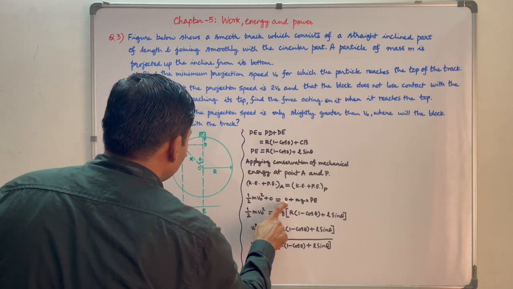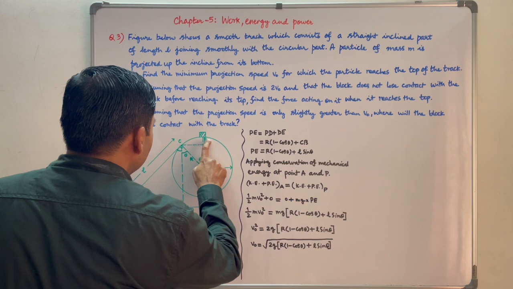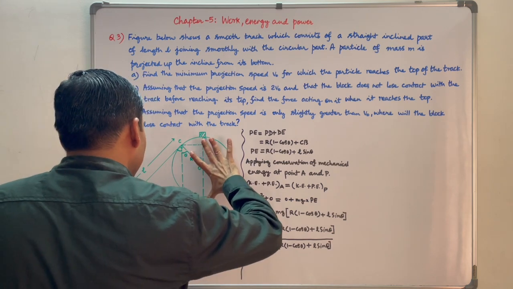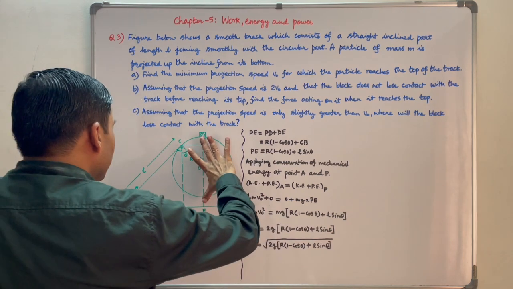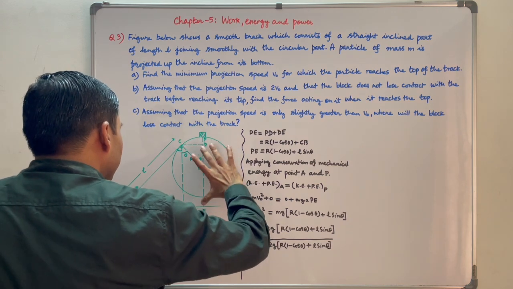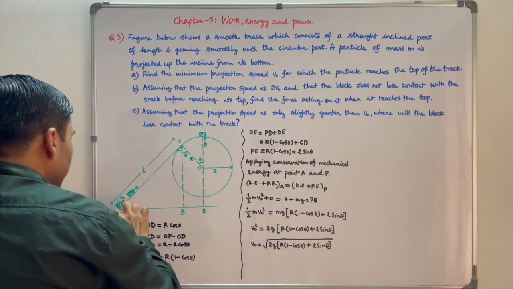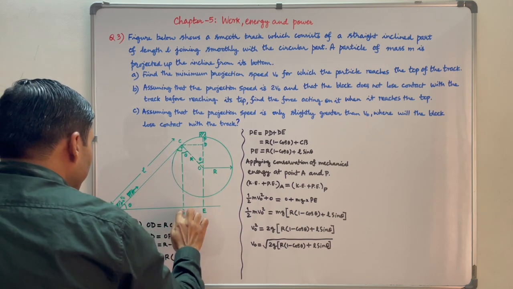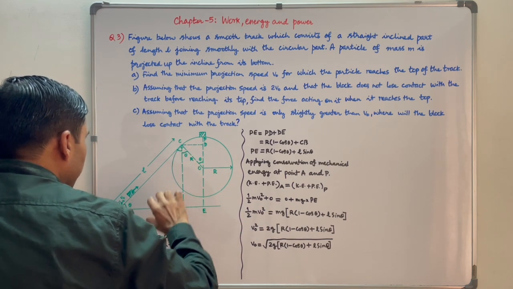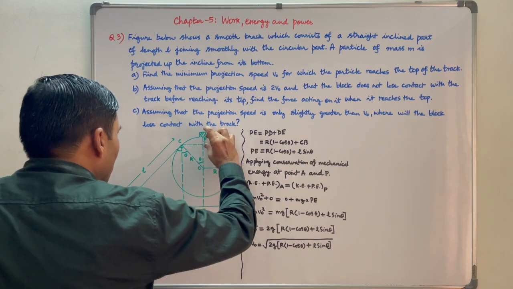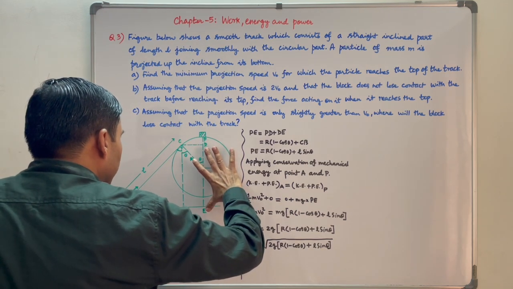And potential energy at point P is equal to mg into this height PE. PE is equal to PD plus DE and DE is equal to CB. From this right angle triangle, CB is equal to L sine theta. So PE is equal to PD plus L sine theta.